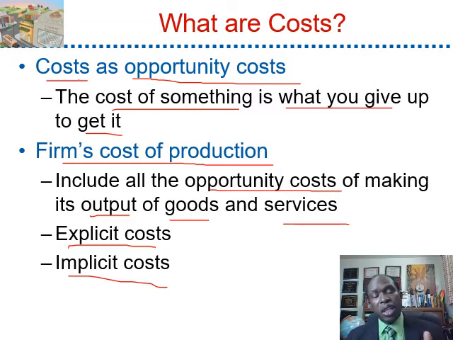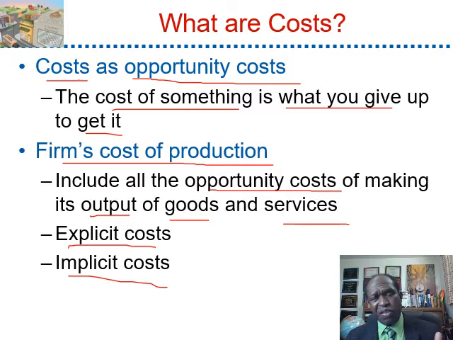For instance, if the business owner is working for the business, which just started, and doesn't get paid, the salary that the owner is giving up to let the business grow is called an implicit cost. For instance, the business owner will bring his own money to start the business. That's also an implicit cost, because the owner could deposit that money into the bank and earn interest on that. Okay, so those are implicit costs.